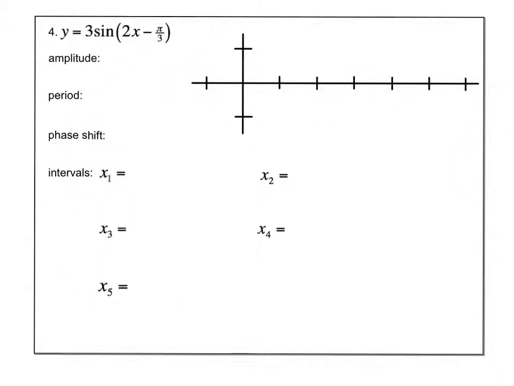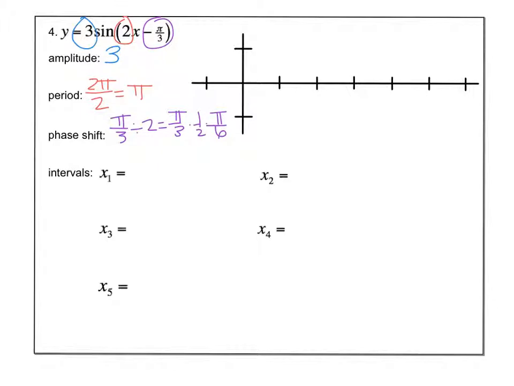Alright, so here's how to do problem number 4 from the notes today. First thing we're going to again find is the amplitude, which is 3. Then we're going to find the period. Period is 2 pi divided by b, so 2 pi divided by 2, which is pi. And the last thing we have to find is the phase shift, which we do the opposite of c, so it's going to be positive pi over 3 divided by 2, which is really pi over 3 times 1/2, which is pi over 6.